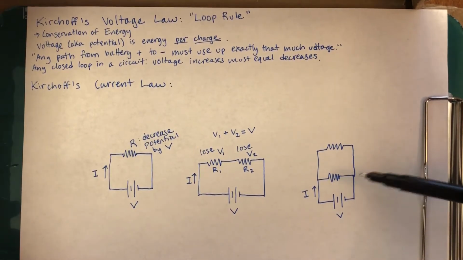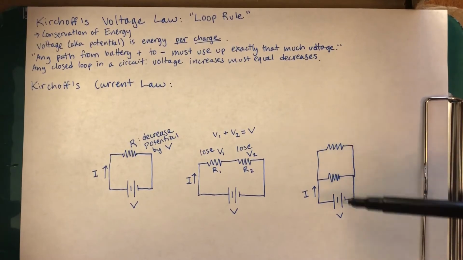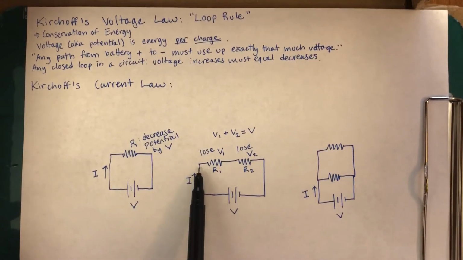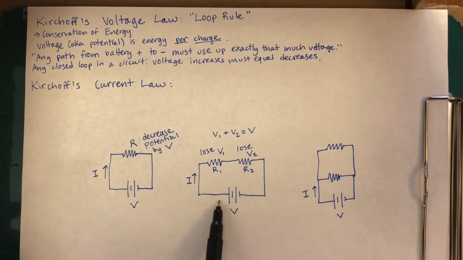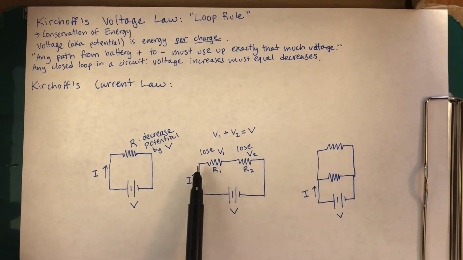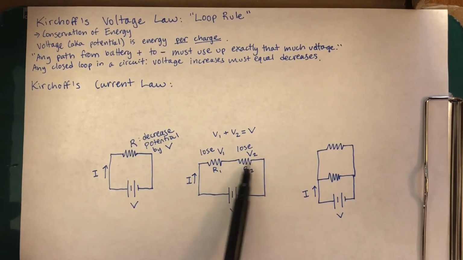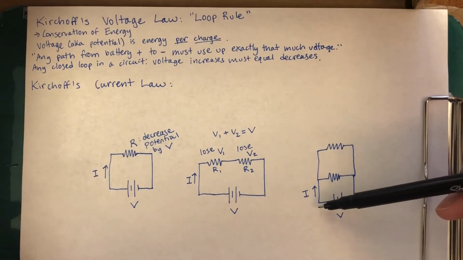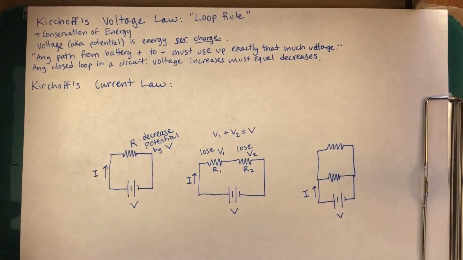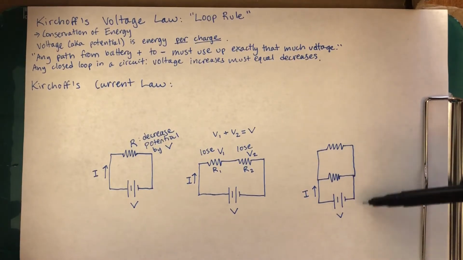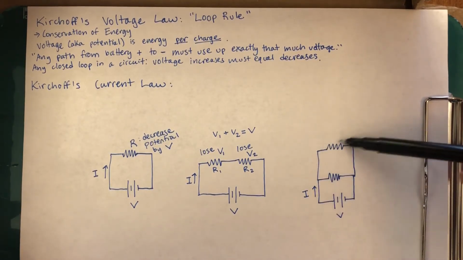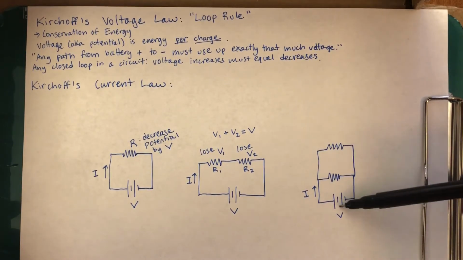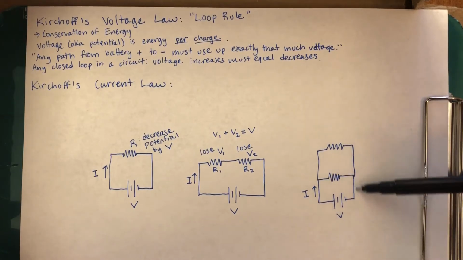Now this last example is different. We still have two resistors connected to our battery, but in our middle picture here, the current needed to go through both resistors to get back to the battery, meaning that part of the energy was used up through one and part was used up through the other. But in this circuit, an individual charge can basically choose. Does it want to go through this resistor, or does it want to go through this resistor? We could see these resistors as being parts of two different loops in the circuit.